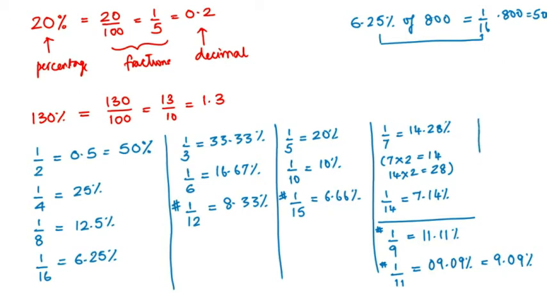Now finally we have 1 by 13. 1 by 13 is equal to 7.69%. How do I remember this? 13 square is equal to 169, and that 1 you put a danda there, so this becomes 7.69. That is how I remember this. So remember the fact that 1 by 13 is 7.69%.